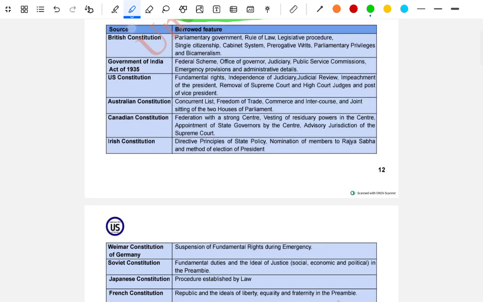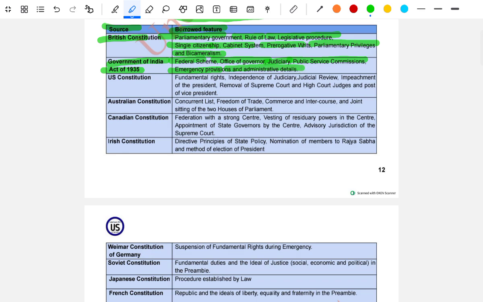Sources, borrowed features. The British Constitution: parliamentary government, rule of law, legislative procedures, single citizenship, cabinet system, prerogative writs, and parliamentary privileges and bicameralism. Government of India Act of 1935: the federal scheme, office of Governor, judiciary, Public Service Commission, and emergency provisions and administrative details.